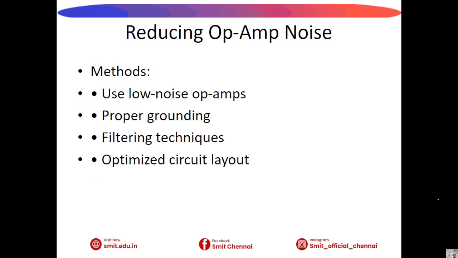Next, how to reduce the op-amp noise. Several techniques can be used to reduce noise. Selecting low noise operational amplifiers is the first step. Proper grounding and shielding help minimize interference. Filters can remove unwanted frequency components, while careful PCB layout reduces noise coupling between circuit elements. These practices improve overall system performance.